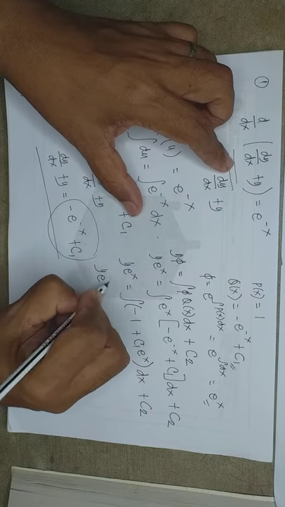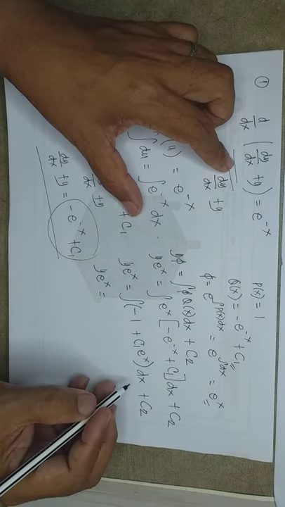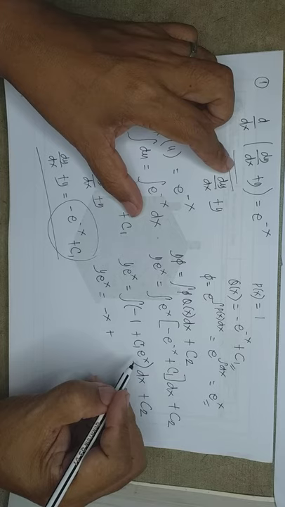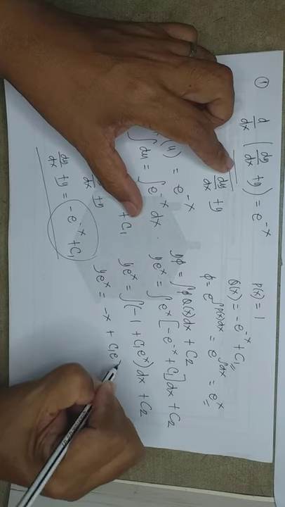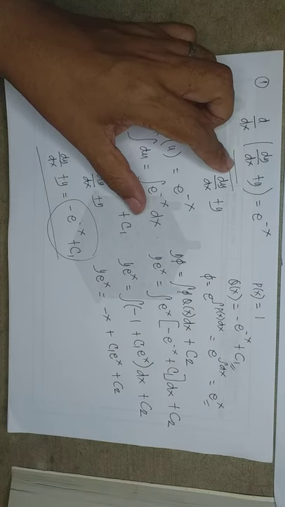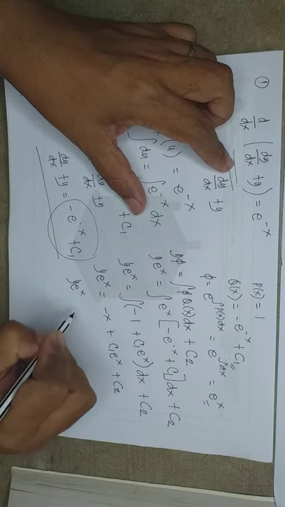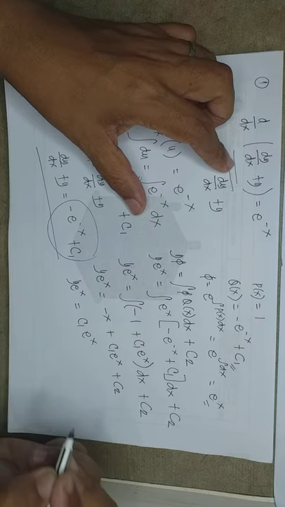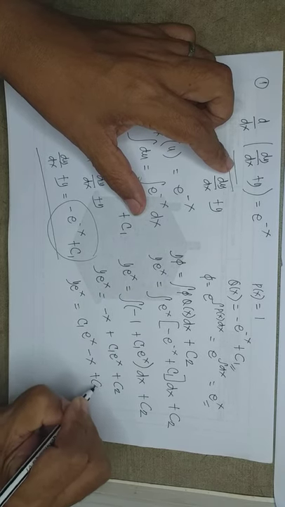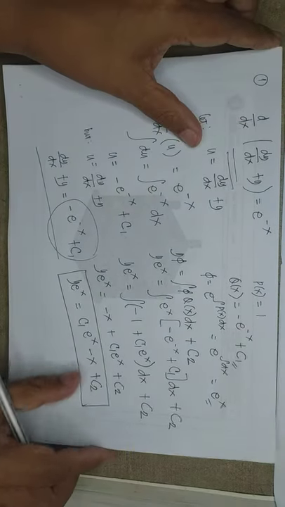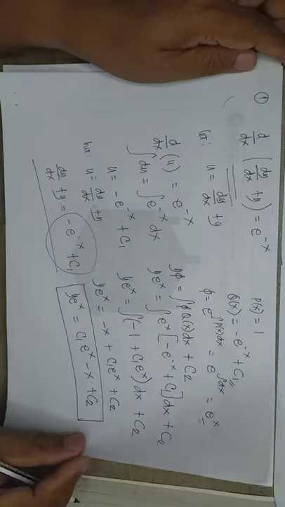So you have y e to the x is equal to the integral of negative dx, which is negative x, plus the integral of c sub 1 e to the x, which is c sub 1 e to the x, plus c sub 2. Okay? Or we have y e to the x is equal to c sub 1 e to the x minus x plus c sub 2. So this answers problem number 1. Okay? So let us have problem number 2.